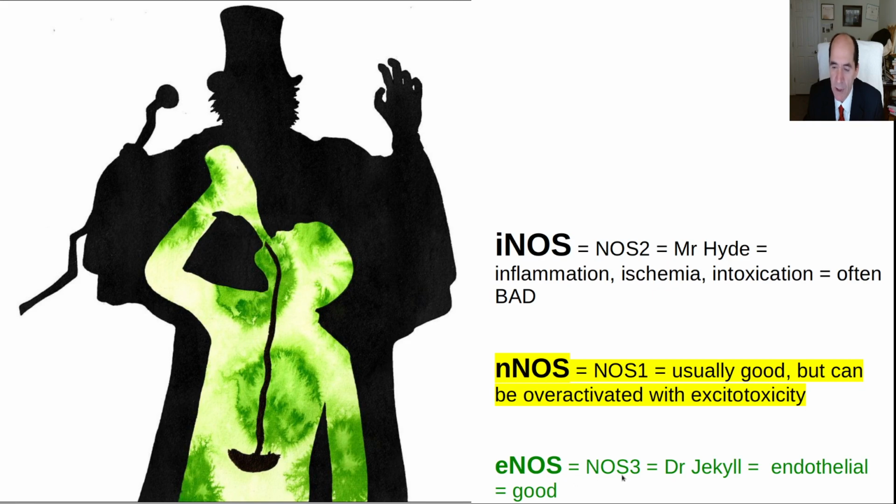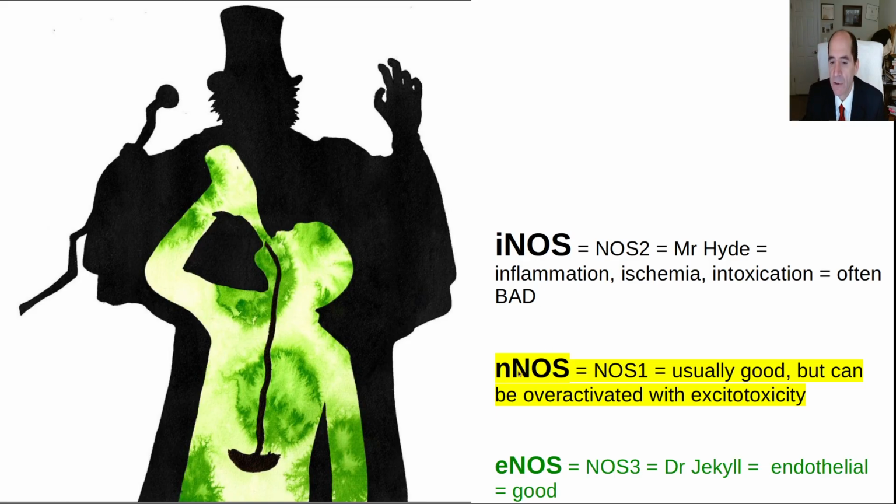I remember it as nitric oxide synthase 3 because E, capital E, looks like the letter 3 on its side. Okay, I remember nNOS is also NOS1. I just remember N is one letter. One has one part. You draw it with one continuous stroke. I remember iNOS is NOS2, nitric oxide synthase number 2, because the letter I has the dot on top and then the straight part, so it's two parts.